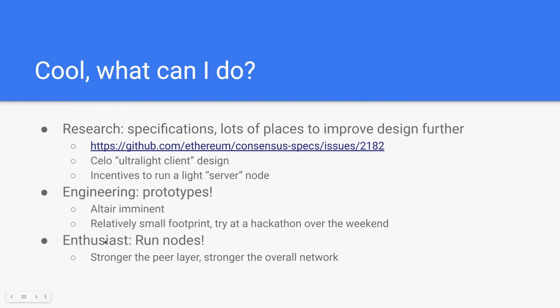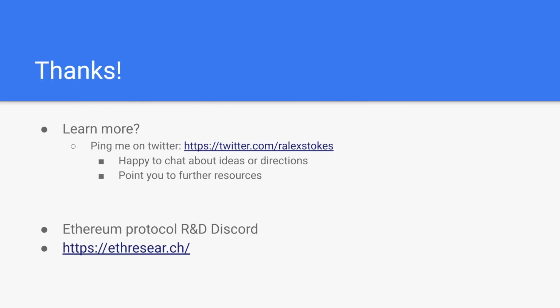Maybe you're like, hey, that's super technical, but I'm just here. I'm super enthusiastic. What can I do? And I'd just say run nodes, especially nodes that have a minority of the network share, right? This basically leads to a stronger networking layer, which is the foundation for everything else. So it's very good for network health to do this.